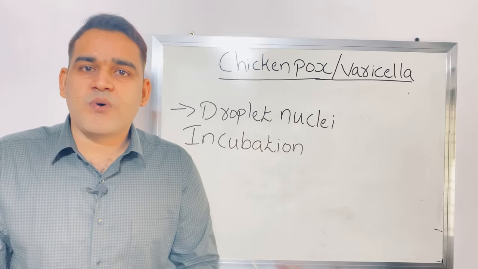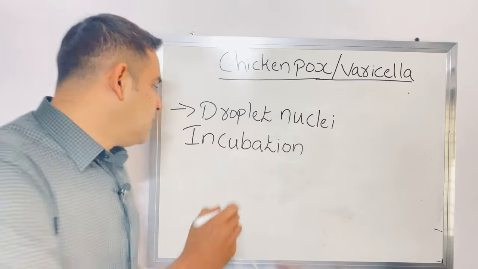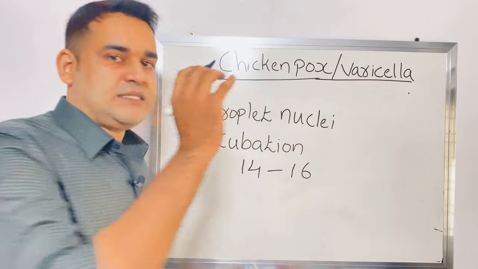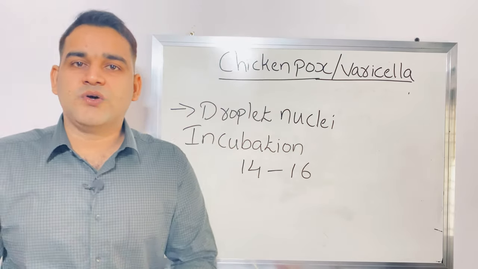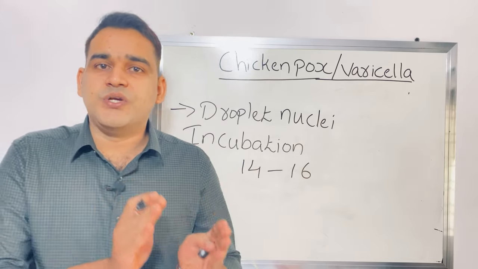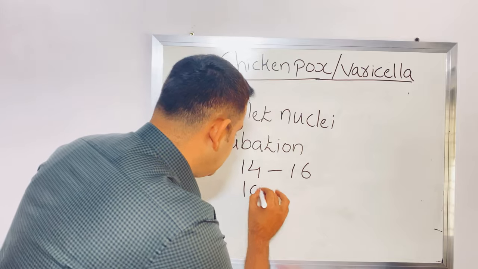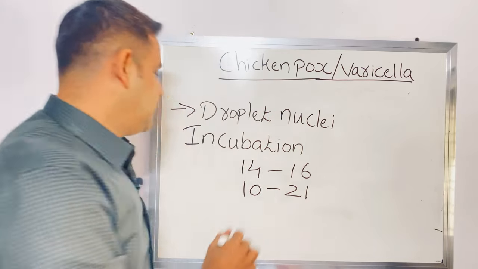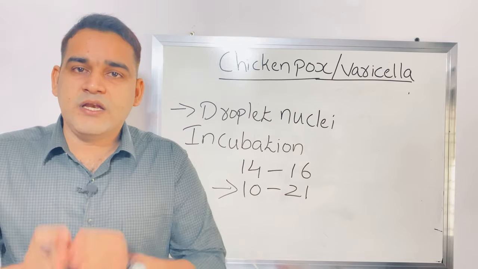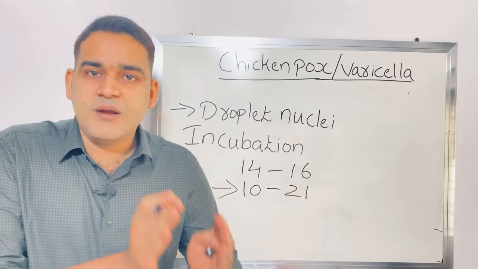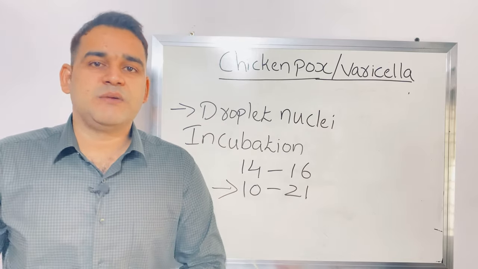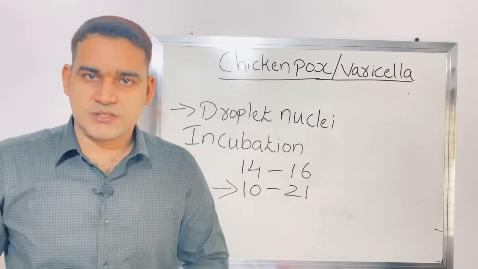Usually in chickenpox, the incubation period is between 14 to 16 days. Okay. But it is most commonly about 10 to 21 days. 10 to 21 days we have to wait. So usually you can see the incubation period is 14 to 16, but about 10 to 21 days is the exact incubation period of chickenpox.